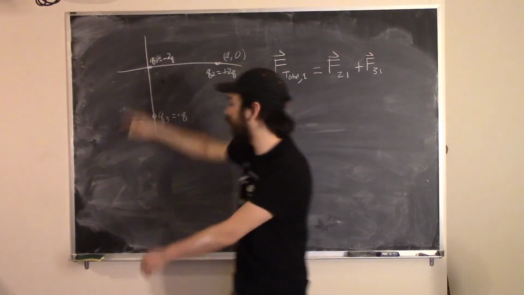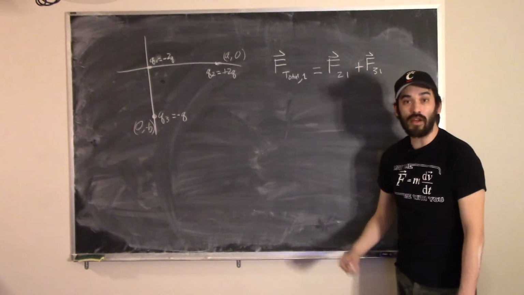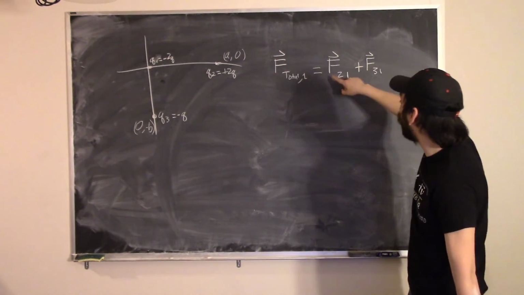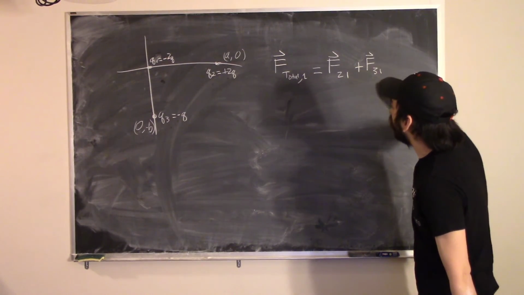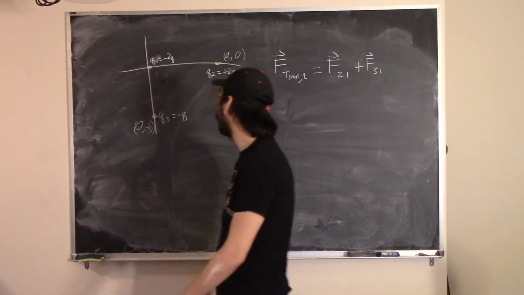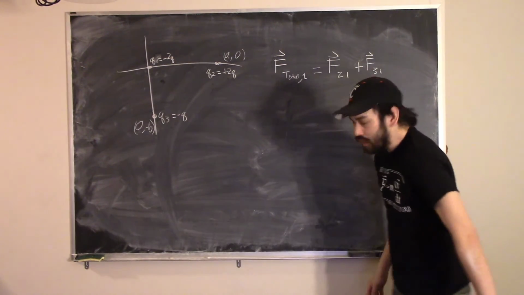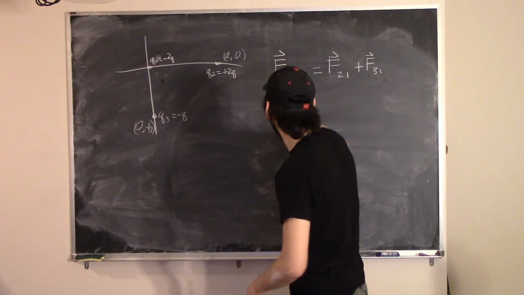Okay, because those are all of the charges that we have in this system. Now what we can do is write down Coulomb's law individually for F21 and for F31 to find what the total force acting on the charge Q1 is.